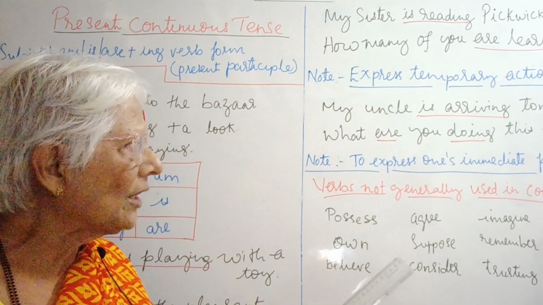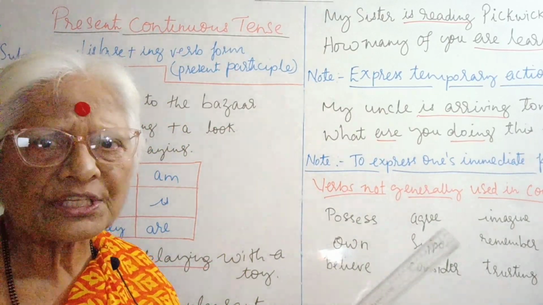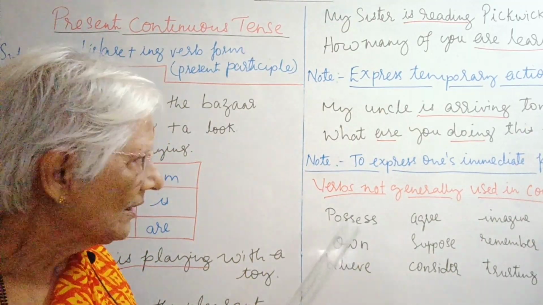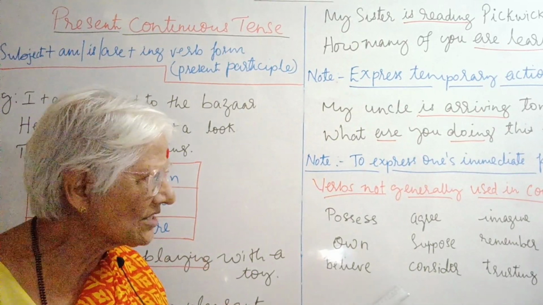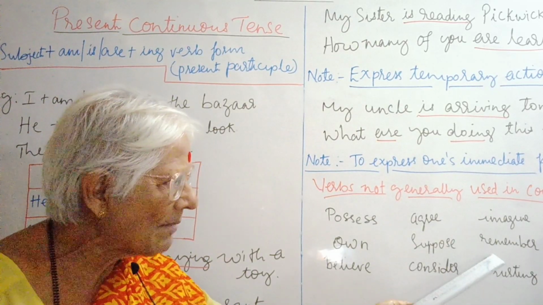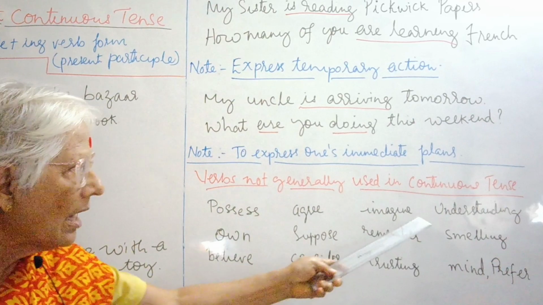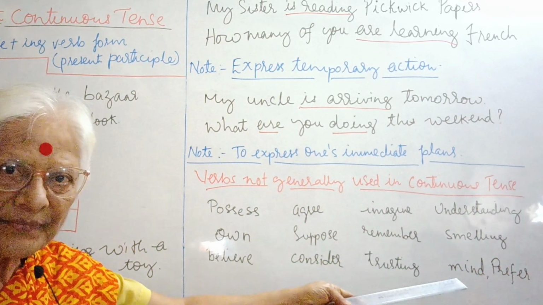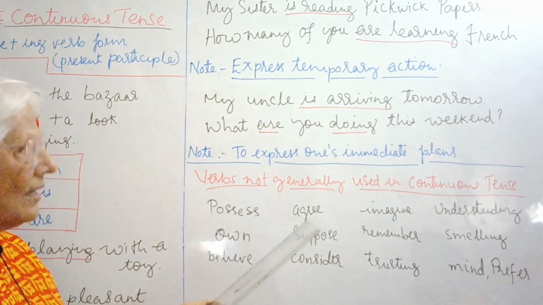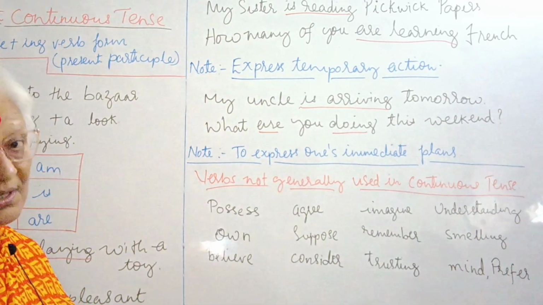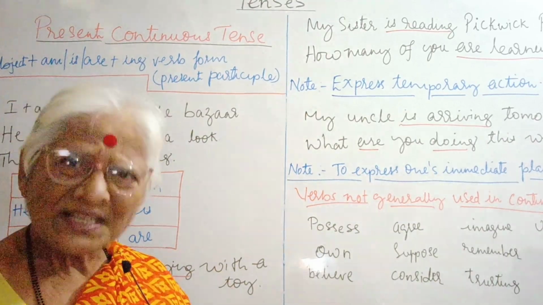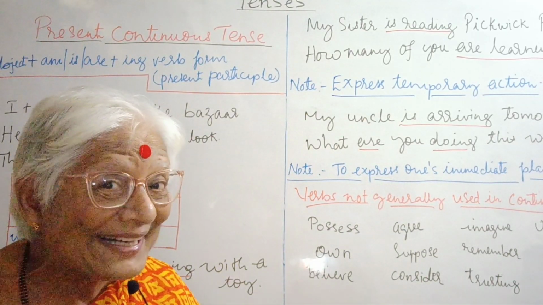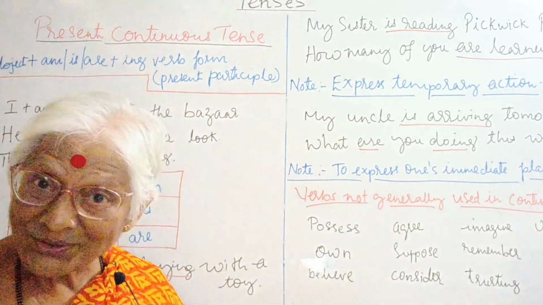Now, certain verbs do not use the continuous tense: possess, own, believe, agree, suppose, consider, imagine, remember, trust, understand, smell, mind, prefer. So these are the verbs which you should remember do not use the continuous tense. Now sometimes you say, are you understanding? Incorrect. Do you understand? So, have you understood?